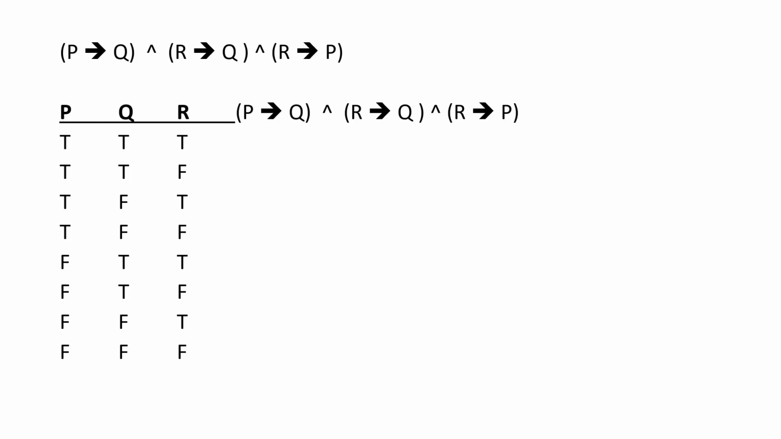We need to find whether there's a set of values for P, Q, and R such that this whole thing is true. For this to be true, all of these have to be true. If any one of them is false, then the whole thing is false. But we only need to find one set of values that makes it true. We're lucky in this case because if all are true, then P implies Q is true, this is true, and this is true, and therefore we found a set that satisfies it.